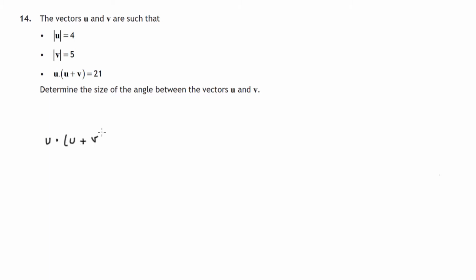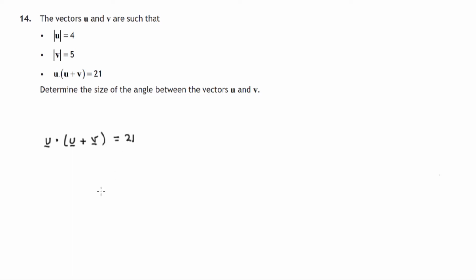So let's start with this statement here, which says that vector u dot (u plus v). Now, when you're writing vectors, vectors are usually typed in bold font. It's very difficult to write in bold font, so you should be underlining them to show that they're vectors and not just normal number variables. So there's u dot (u plus v), we're told, is equal to 21.